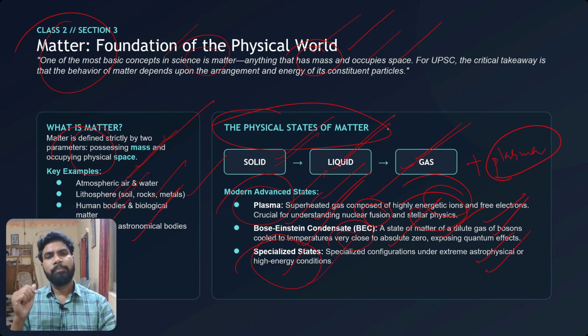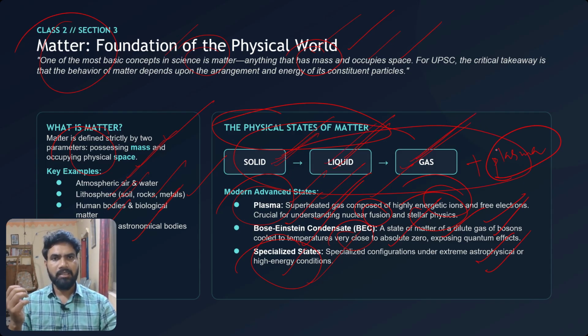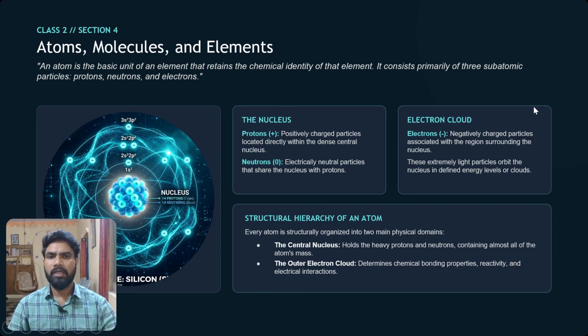But basically, how many states can you say? Four states you can say: solid, liquid, gas and plasma state of matter. Now we will understand what are atoms, molecules and elements. Right. What is an atom? An atom is the basic unit of an element that retains the chemical identity of that element.